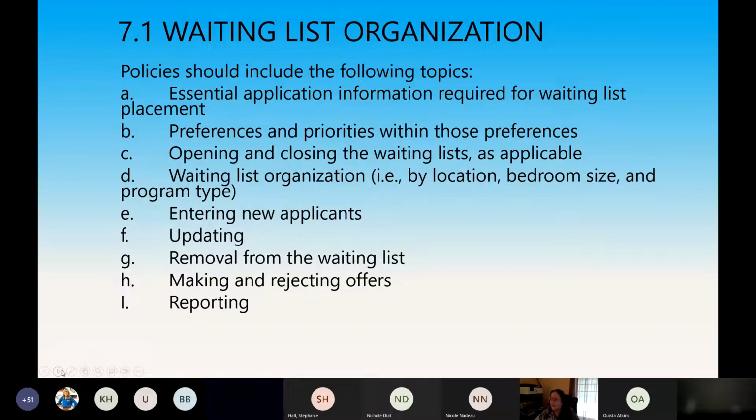Making and rejecting offers. I think I discussed this a couple of days ago. Make sure you have your policies outlined, how many times they can say, I'm sorry, I'm not ready to move yet.